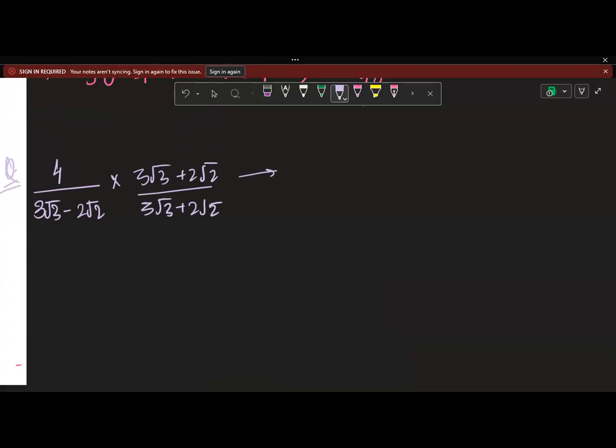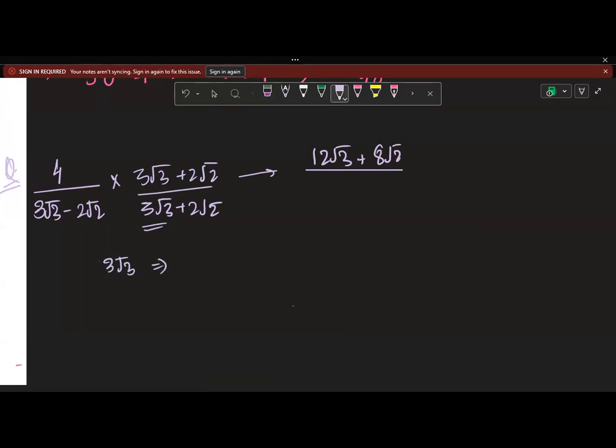Ma'am, is it possible to do cross multiplication? No, not at all. Cross multiplication is for the numbers that are on the other side of the equal to sign. They're on the same side of equal to sign. 4 into 3 is 12 root 3 plus 8 root 2, divided by a plus b, a minus b. So a square is what? 9. See, 3 root 3 square.